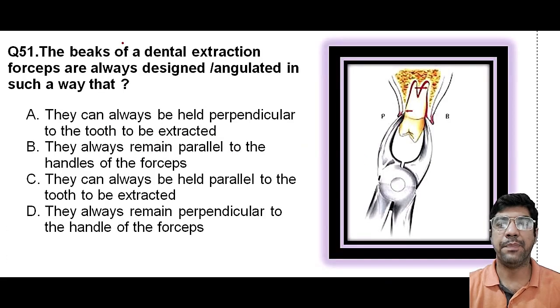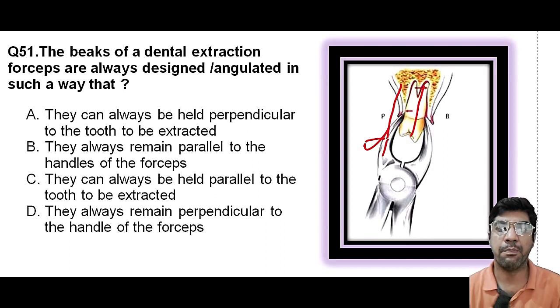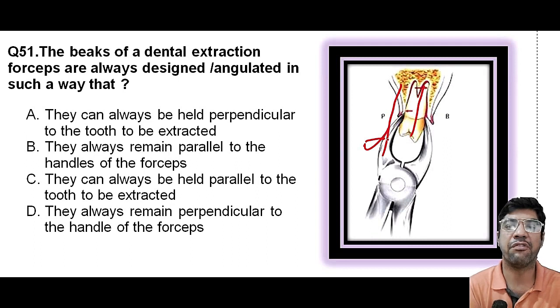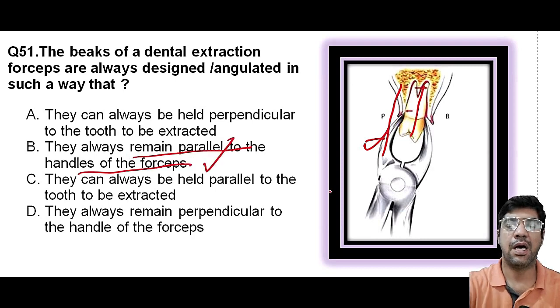Moving to the next question, the beaks of dental extraction forceps are always designed angulated in such a way that, well, these are the beaks of the dental extraction forceps. So they are held parallel to the tooth to be extracted. That will ensure a better grip and minimize the risk of damaging the surrounding tissue during the extraction. So they always remain parallel to the handle of the forceps. That's your answer.